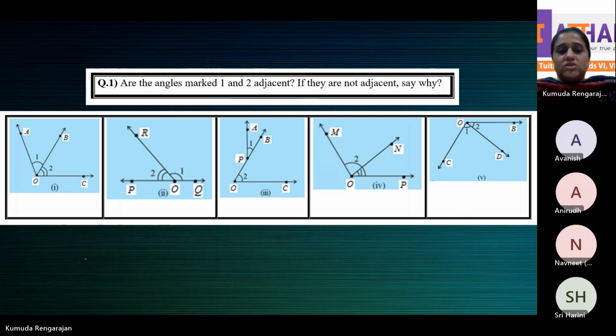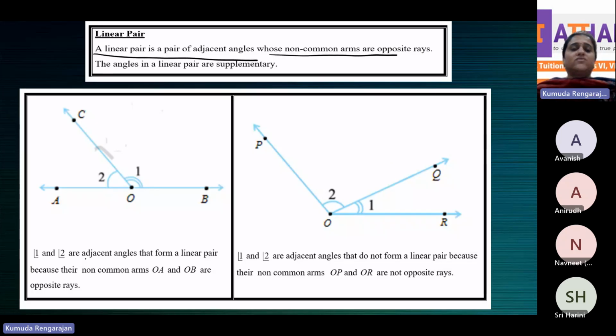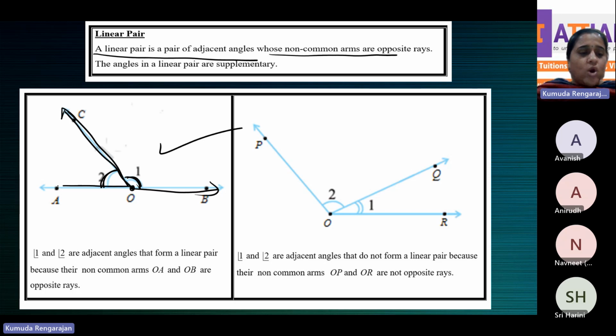So two adjacent angles form a linear pair if their non-common arms are opposite rays. See in this figure, angle 1 and angle 2. They are adjacent angles. Why are they adjacent angles? Because they have the common vertex O. They have a common arm. Both angles 1 and 2 have a common arm OC. Their non-common arms are OB and OA.